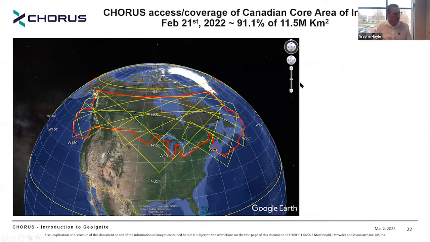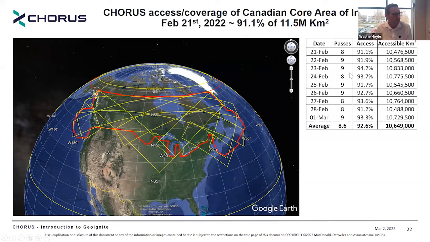So overall, what we have done in a single day was 91% of that 11.5 square kilometers was collected in a unique way. In many cases, as you'll see, there is double collections, so we're able to do more than that. But it's a phenomenal coverage.